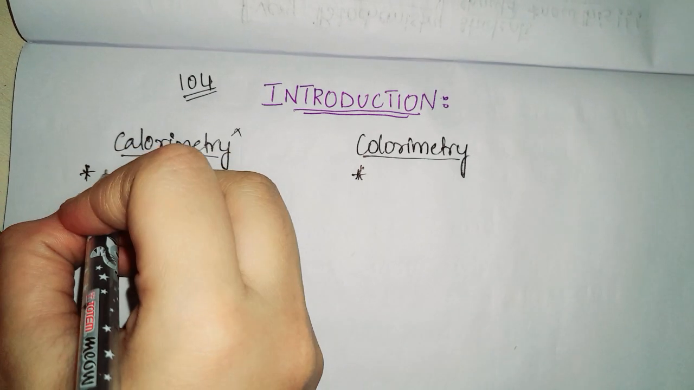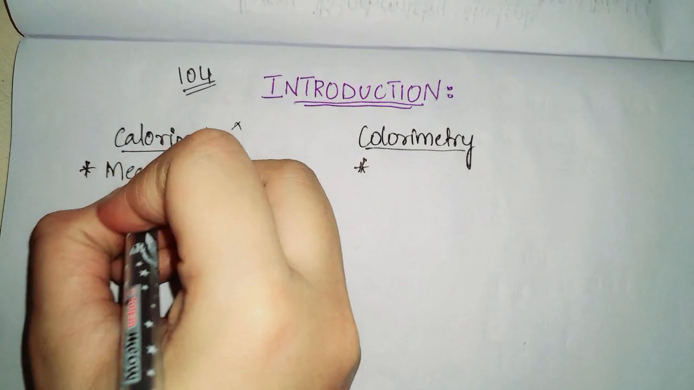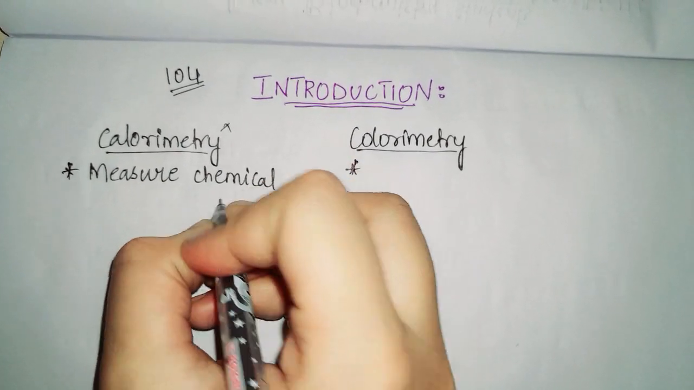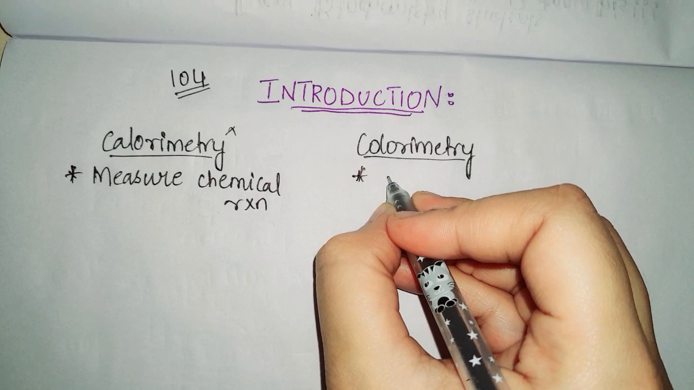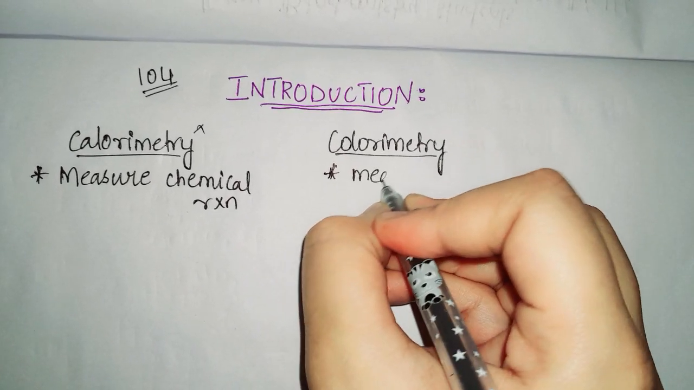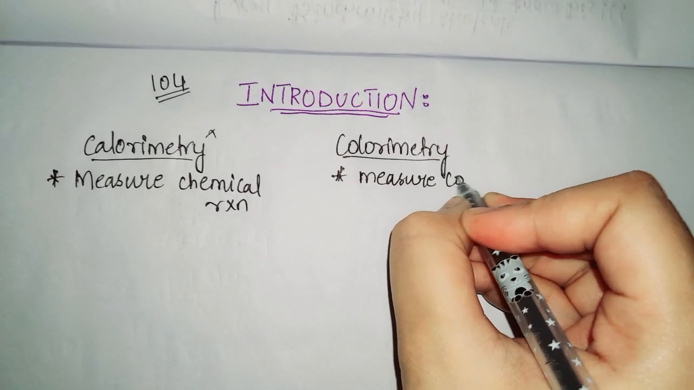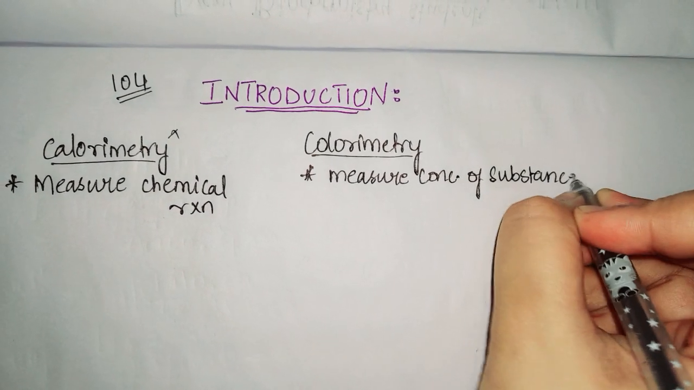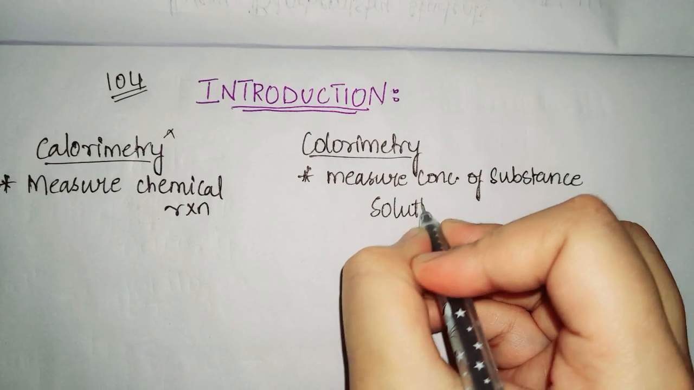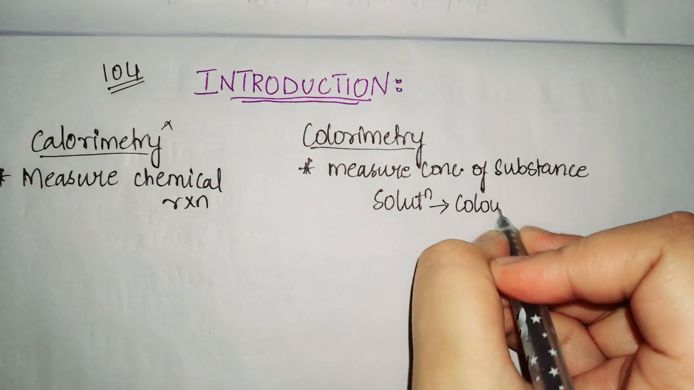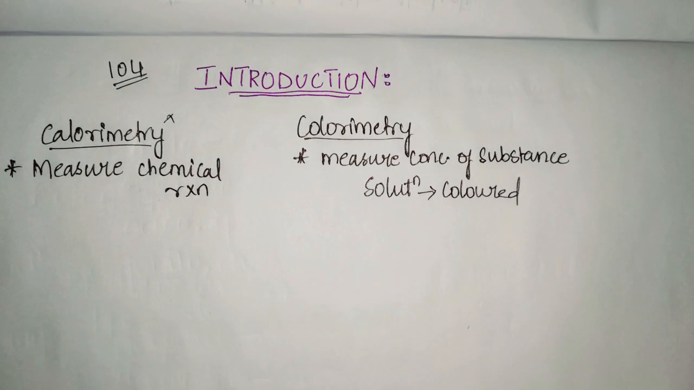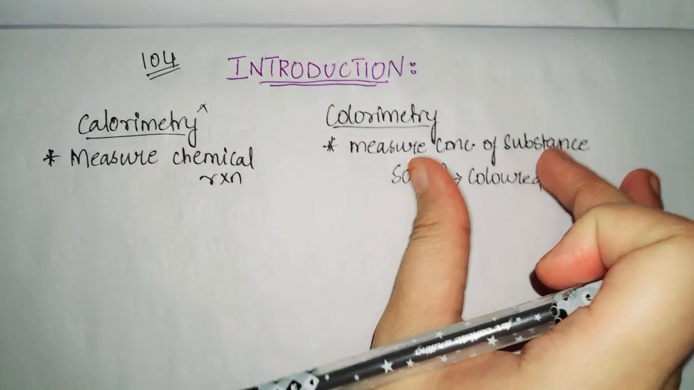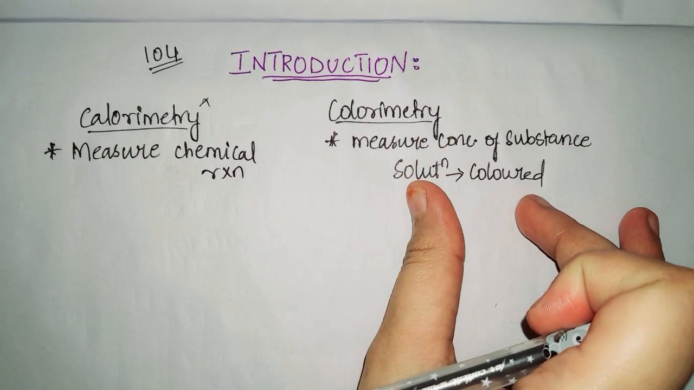What is calorimetry? Calorimetry is nothing but here we measure the chemical reaction. And in colorimetry, what we measure is the concentration of a substance in a solution. That too, what type of solution? We are using a colored solution. So this is how we measure. Here we are measuring a chemical reaction. Here we are measuring the concentration of a substance in a colored solution.